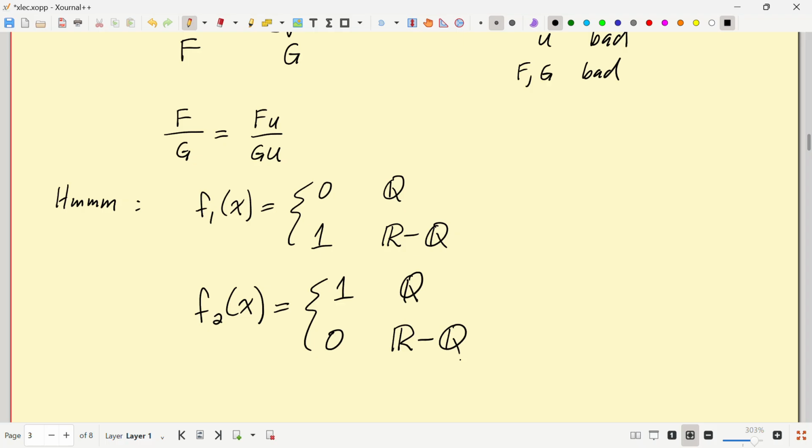Those are discontinuous everywhere. And when I add them up, I get something that's 1 everywhere. That's continuous. And when I multiply them together, I get something that's 0 everywhere. That's continuous. So that would be one way to do it. That's like a way of stomping on the problem. But there's a million ways to go about doing this.